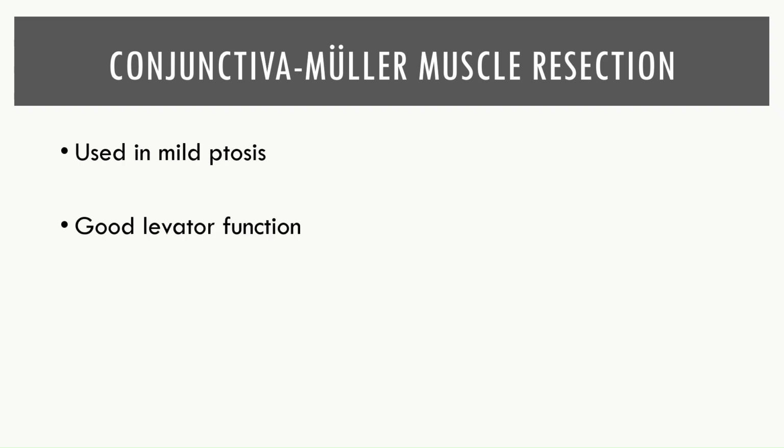Conjunctival Muller muscle resection relies on Muller muscle contribution and is suitable only in selected cases. It is used in mild ptosis with good levator function. It gives a maximum lift of 2 to 3 mm.